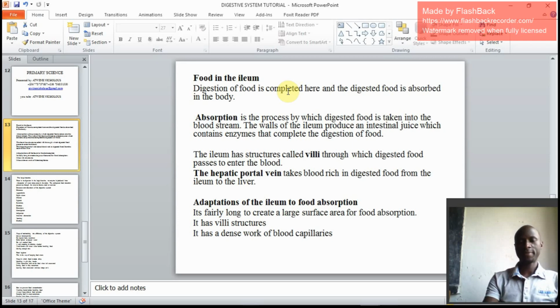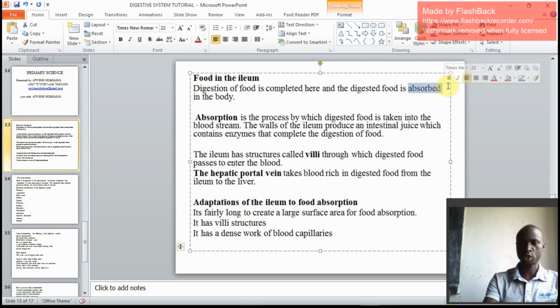So there is a very nice question here on food in the ileum. They will ask a question: identify the important process that occurs in the ileum. The process that occurs in the ileum is absorption of food, not digestion, members.